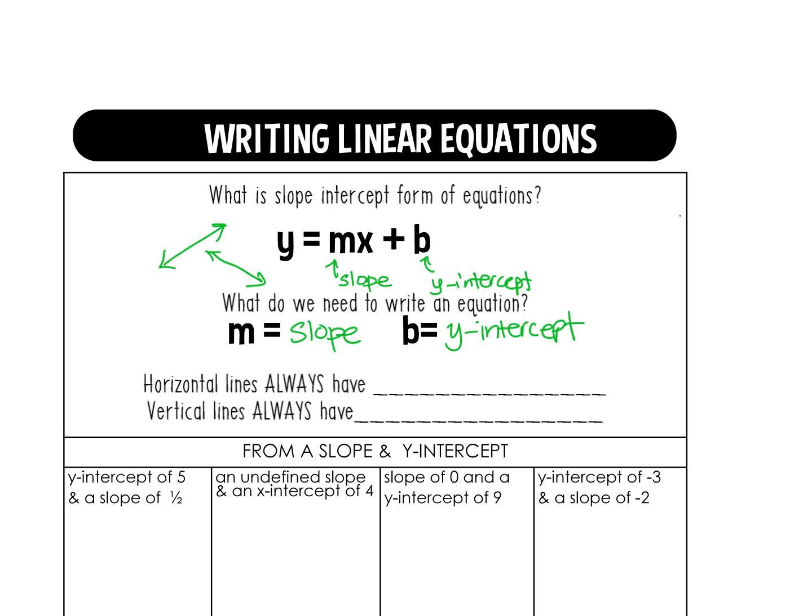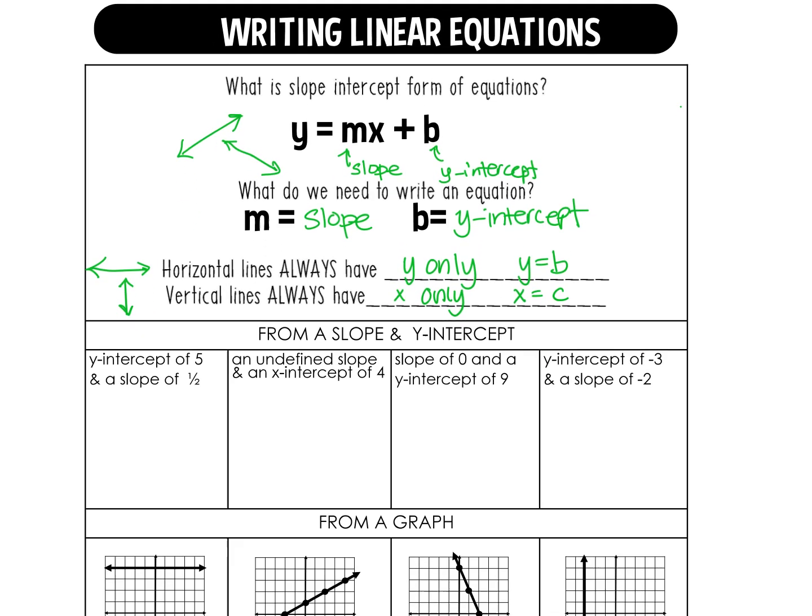However, if I've got a horizontal line, remember horizontal lines go left to right, these always have a y-only equation. So our equation is just going to be y equals some number and no x's. Vertical lines, remember vertical lines are up, down, they always have an x-only equation. So we'll have x equals some number.